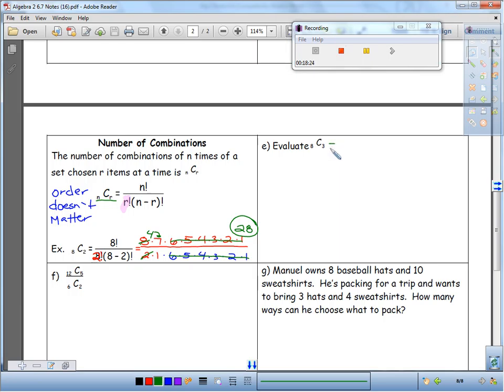So again, in your homework, I want you to write it like this: 8 factorial divided by 3 factorial times 8 minus 3 factorial. That gives me 8 factorial divided by 3 factorial times 5 factorial. Plug into your calculator for me.